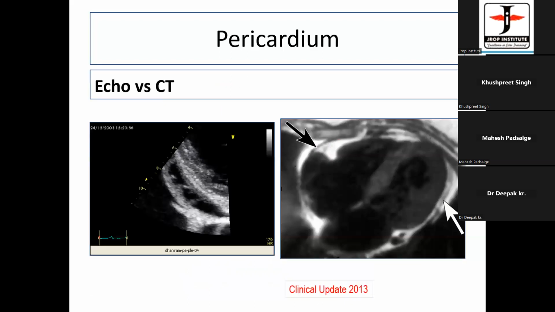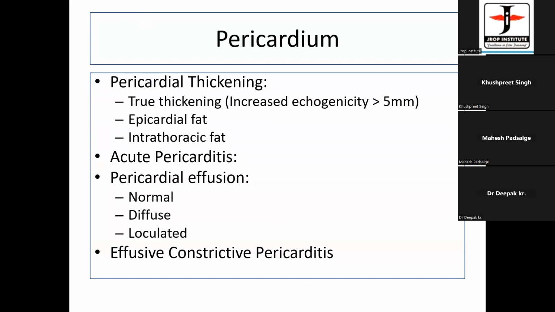Now here is a pericardium. This is an echo image, this is a CT image. CT is one modality which supersedes echocardiography as far as pericardial evaluation is concerned. What we can't see in echo can easily be seen in CT of the heart to look for pericardial thickening or effusions. Now comes the question of what is pericardial thickening? What is acute pericarditis? What is pericardial effusion? And then what is effusive constrictive pericarditis? We'll be going in sequential fashion, one after another.